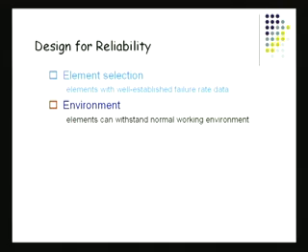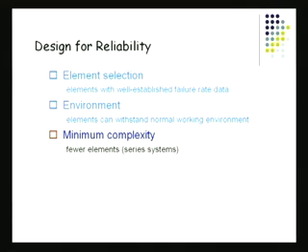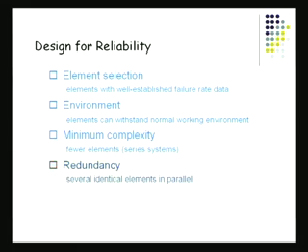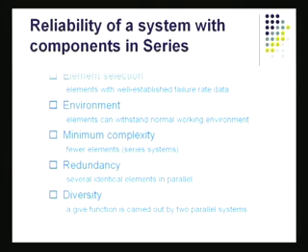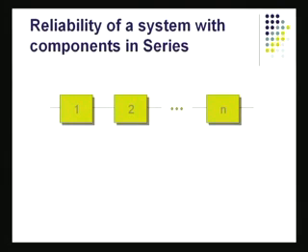Design for reliability, this is something you've got to keep in mind. And this is influenced a lot by element selection, the components that you buy, the components that you put together, the environment, the complexity of the product itself, and any kind of redundancy that you'd like to be able to do. Let's see how this is brought together in a system. The reliability of a system really depends on how it is configured.